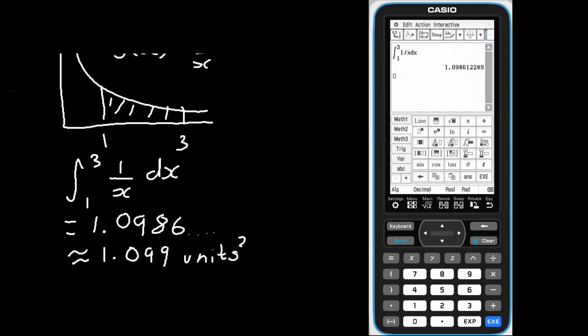Now it's important to add the units squared because you don't know what the units actually are, but it's important to do that because, depending on your marker, they might take a mark off. Who knows?